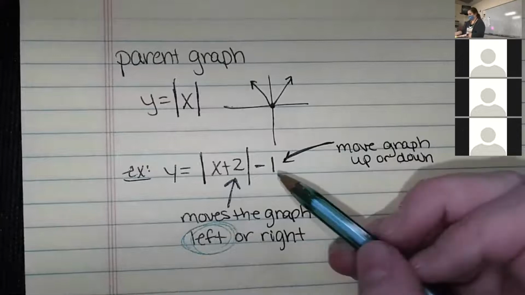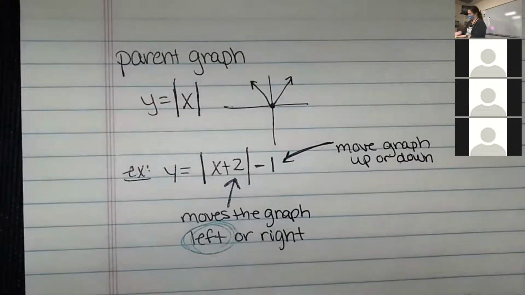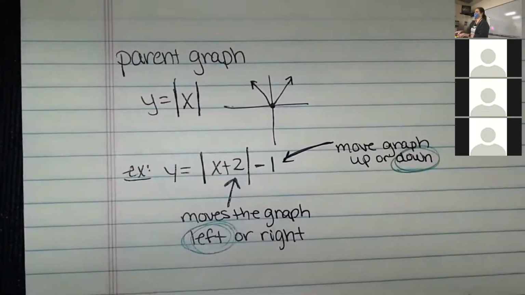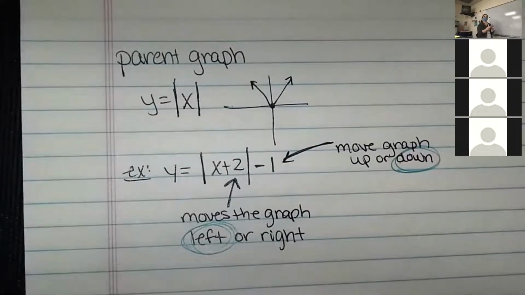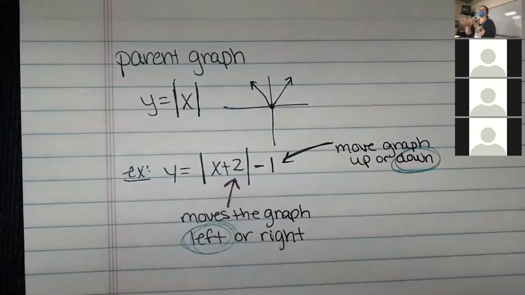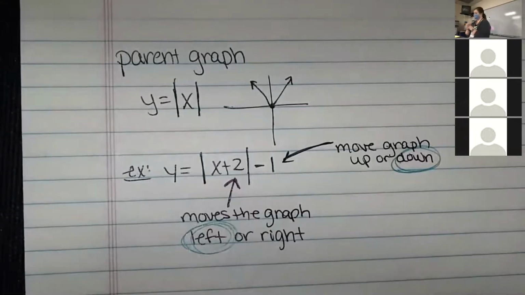Okay, the outside, this -1, what do you think that's going to do? It is going to go down 1. That one actually stays consistent. So it's that inside one that doesn't do what you think it's going to do. Opposite on the inside. You would go to the right 2, yes, if it said -2. But because it says +2, you actually go to left 2. I know. But eventually you catch on.